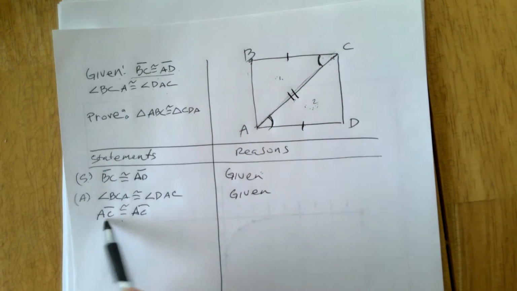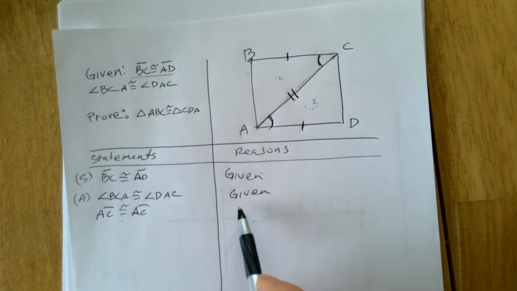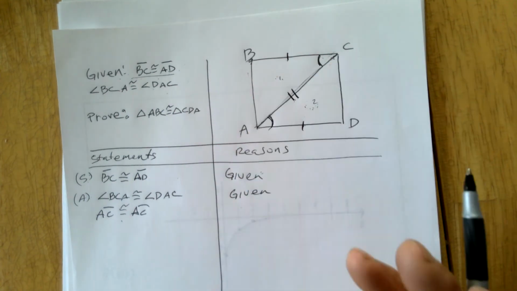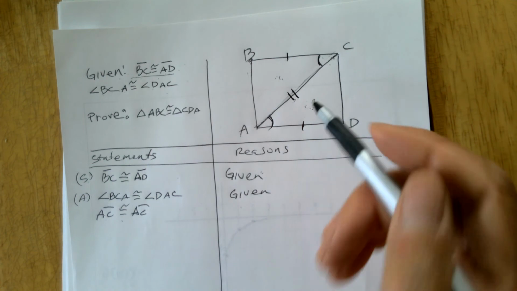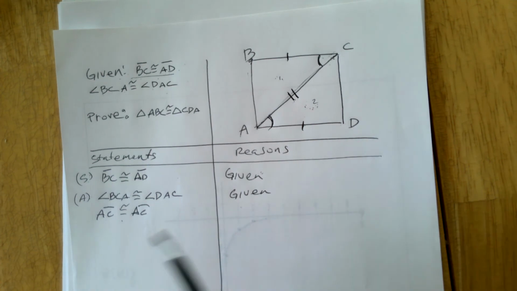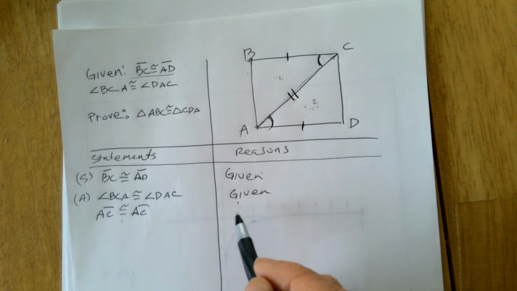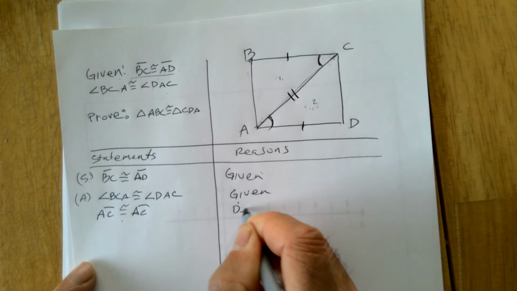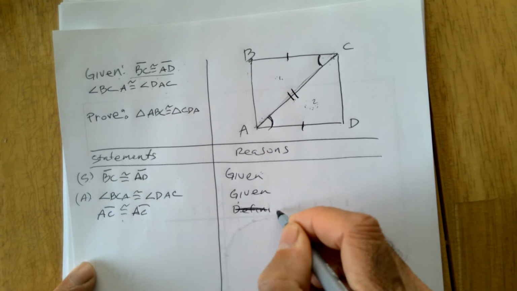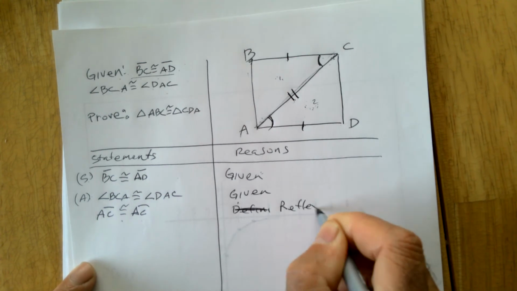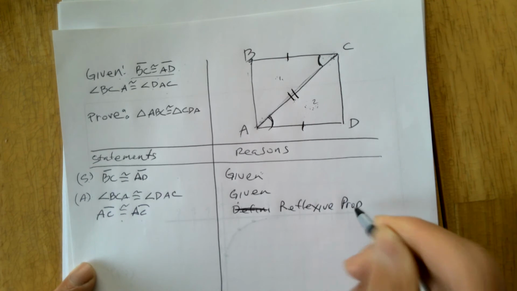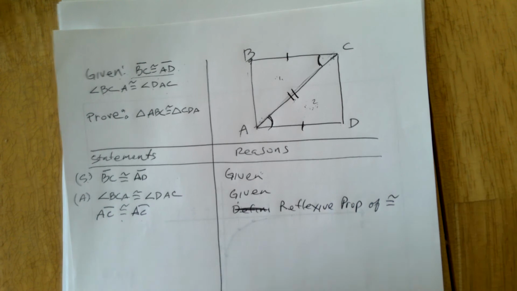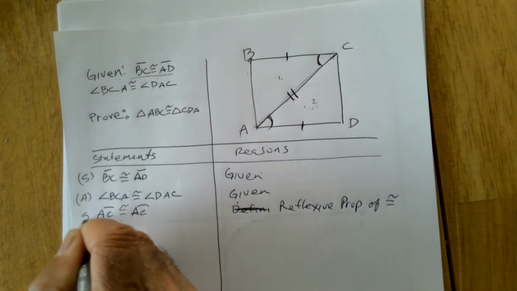If you look up here, we didn't just copy down AC. So your reasons are going to have either given if all you had to do was copy it down. If you had to figure it out somehow, something you know about the picture or you know a theorem or something like that, that's what you're going to tell how you figured it out. We figured this out because we know about the reflexive property. So it's the reflexive property of congruence. Just the reflexive property is good enough. And so those are the three things.